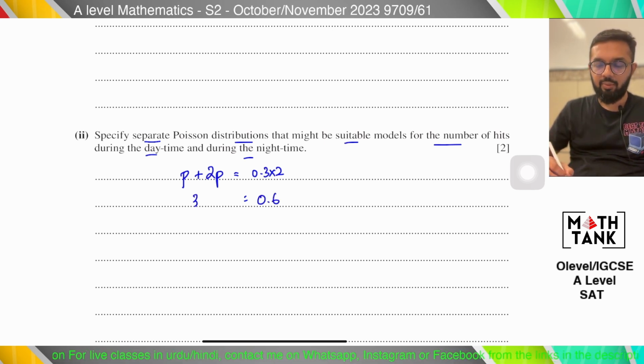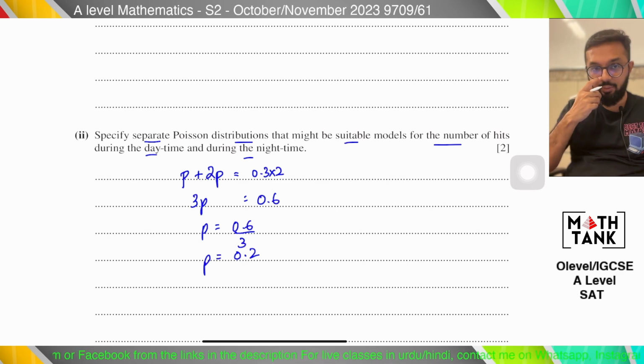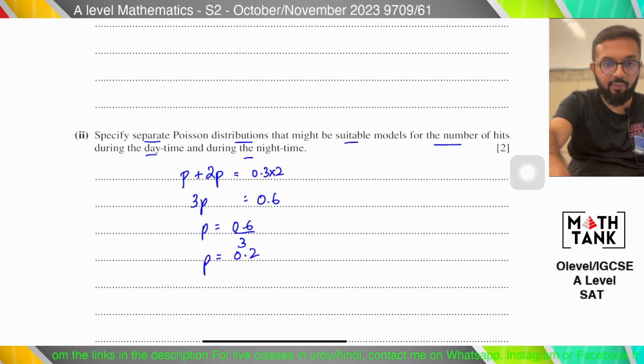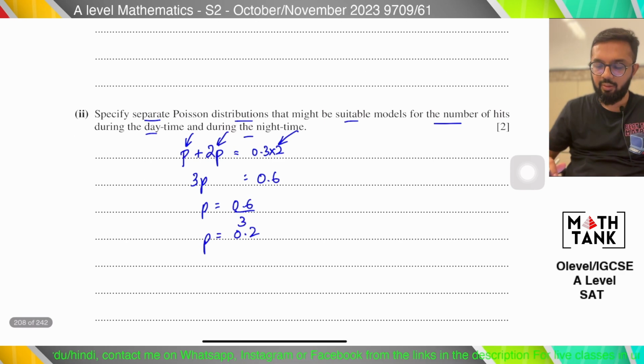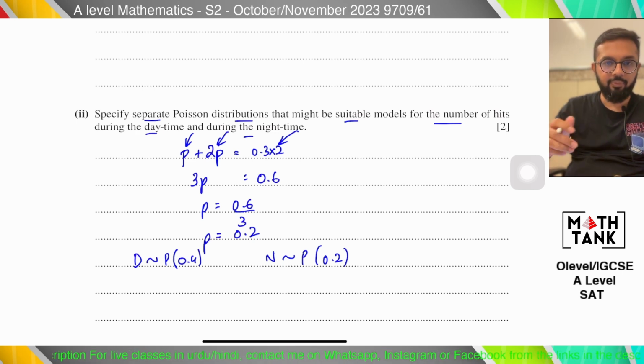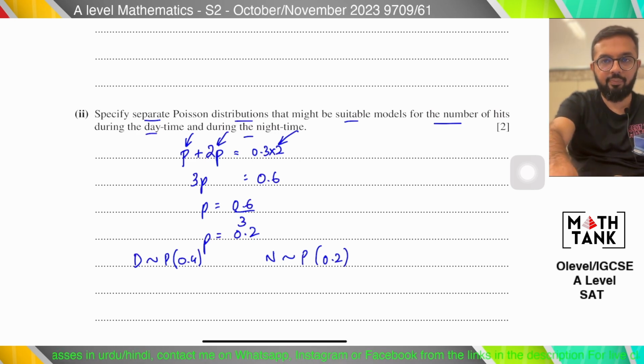Okay, then I'm going to say that 3P is therefore 0.6. P is therefore 0.2. Okay, P is 0.2 per minute for nighttime. This was also per minute, therefore this was also per minute. So therefore this was for 2 minutes. Okay, so I'm going to say that the daytime is a Poisson distribution with 0.4 and the nighttime is a Poisson distribution with 0.2.